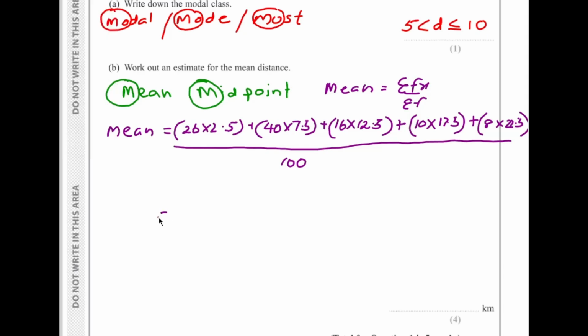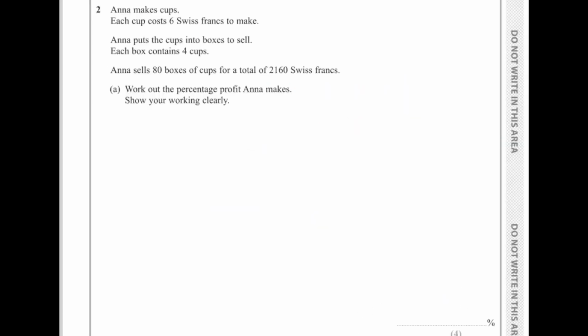Then I know that this is 920. It should be divided by 100, which gives 9.2. Then the answer would be 9.2. The mean is 9.2.